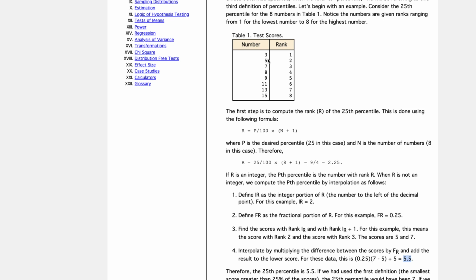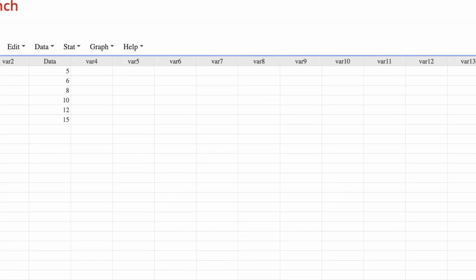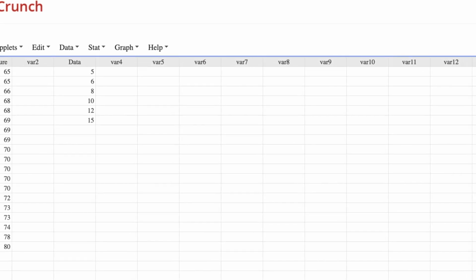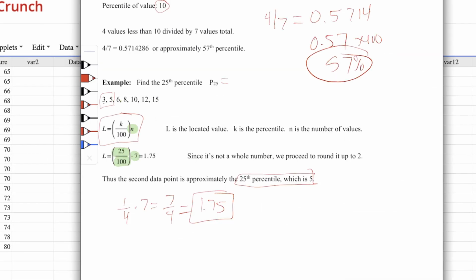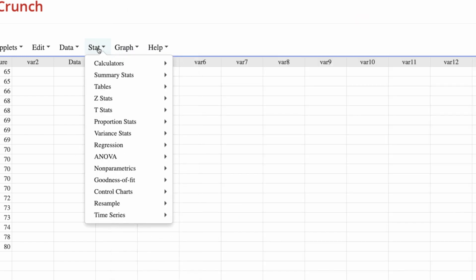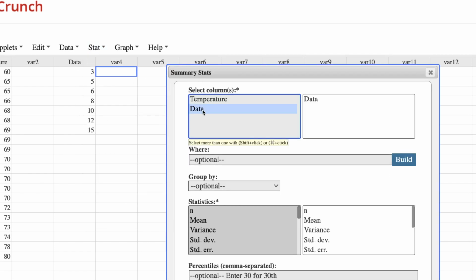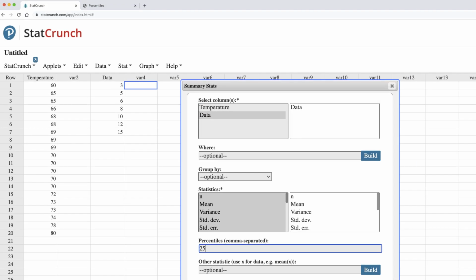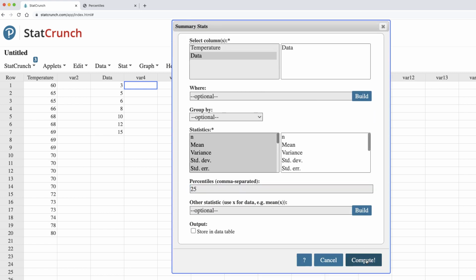We're lucky enough to have StatCrunch, so we're going to use StatCrunch on our values. So here I have my numbers 5, 6, 8, 10, 12, and 15, and I want to find the 25th percentile. All I do is I go into StatCrunch and go into summary stats and column. My data is what I have here, and then you just scroll down here to where it says percentiles. You enter whatever you want, the 25th percentile, and then we click compute and get rid of everything else. I'll just hit N here.